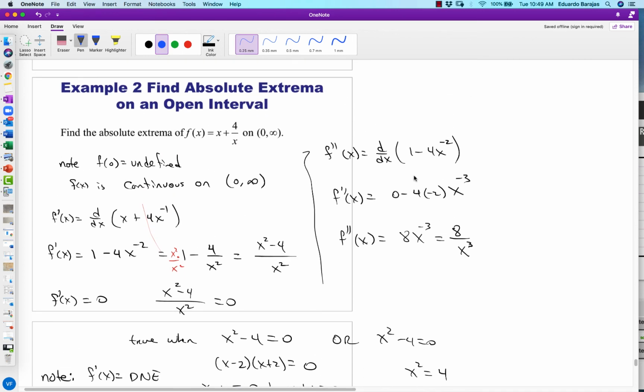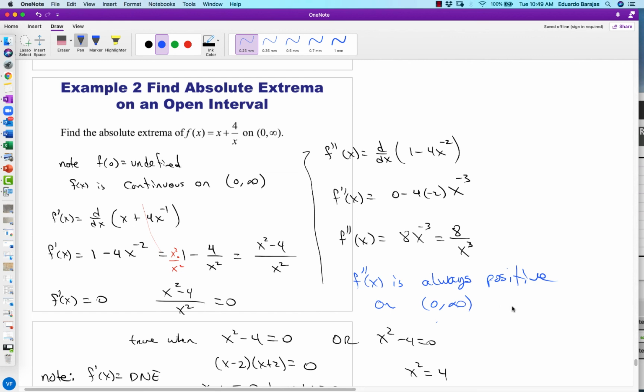Okay, now let's think about the second derivative. The second derivative is equal to 8 over x cubed. And for the domain of interest, we're only interested in positive numbers, right? We're never going to consider a negative one. So any positive number cubed gives another positive number, and 8 divided by a positive number is positive. So I can see by looking at the second derivative that f double prime of x is always positive on the interval from 0 to infinity. Good. In particular, we're interested in the number 2.